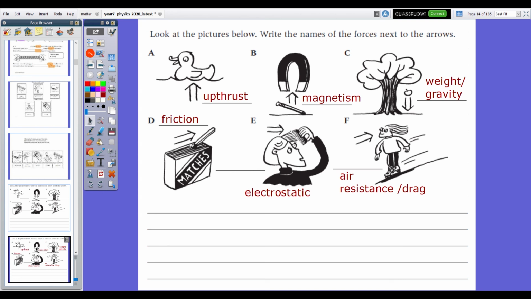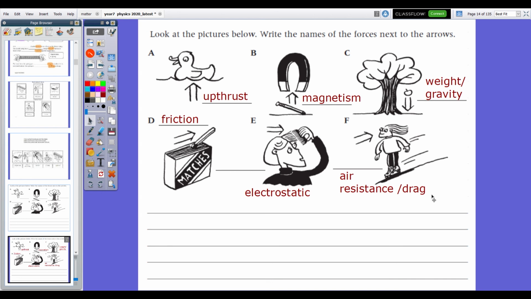Here we go. Why is the rubber ducky floating on the top of the water? It's because of upthrust. Why is the iron nail being pulled towards the magnet? Magnetism. Why is the apple falling? It's because of weight or gravity. We'll just use those interchangeably for now. When we pull a match, what's the force it's going to experience? It's going to be friction. This comb and the hair, that is electrostatic. And when the lady comes down the hill on the roller skates, she's going to experience air resistance or drag.